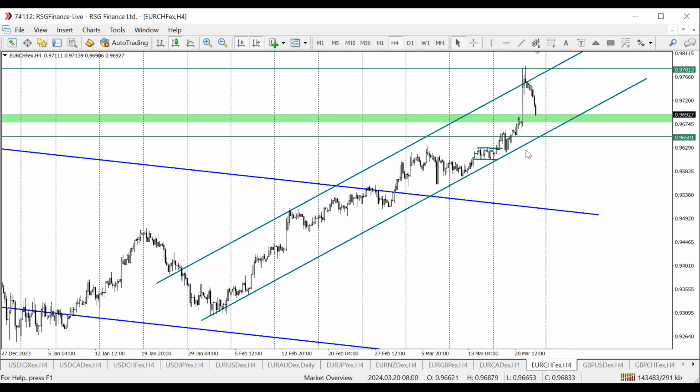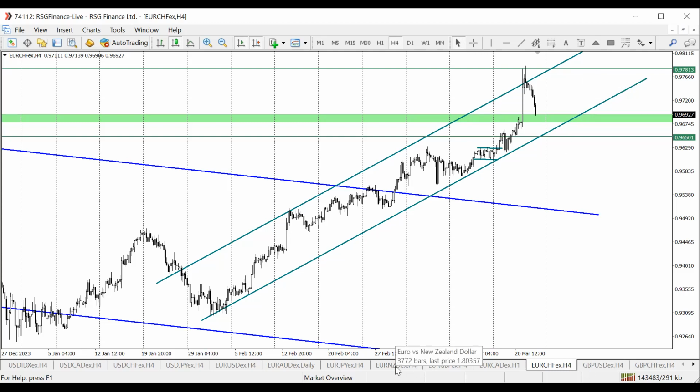So it's already trading within the channel. I don't expect a breakout to the downside of this channel. What I expect is price to get a bounce, a needed support, and push higher into the previous high, and of course take it out. So that's euro Swiss franc.